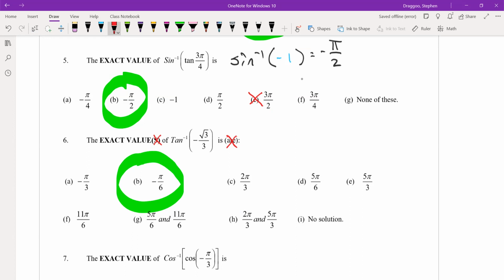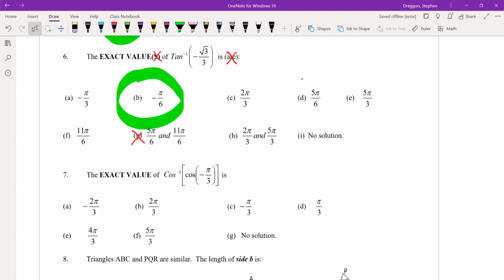Again, that is a key part of those inverse trig functions, which means that 5 pi over 6 and 11 pi over 6 is not the correct answer, despite the fact that tangent of 5 pi over 6 and tangent of 11 pi over 6 are both equal to negative root 3 over 3. It is asking a slightly but importantly different question. So the tangent inverse of negative root 3 over 3 is only negative pi over 6.